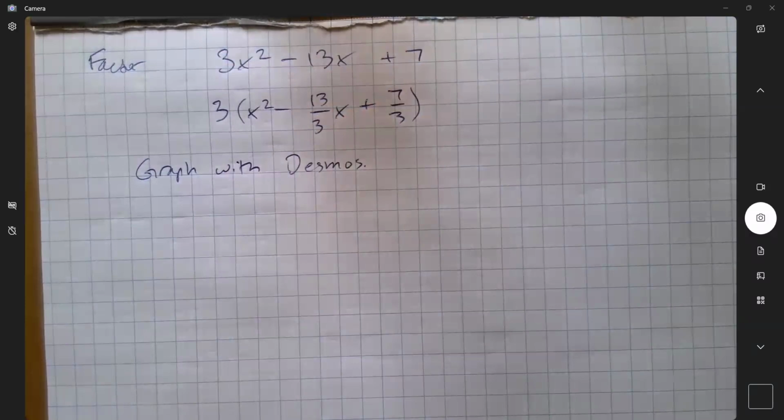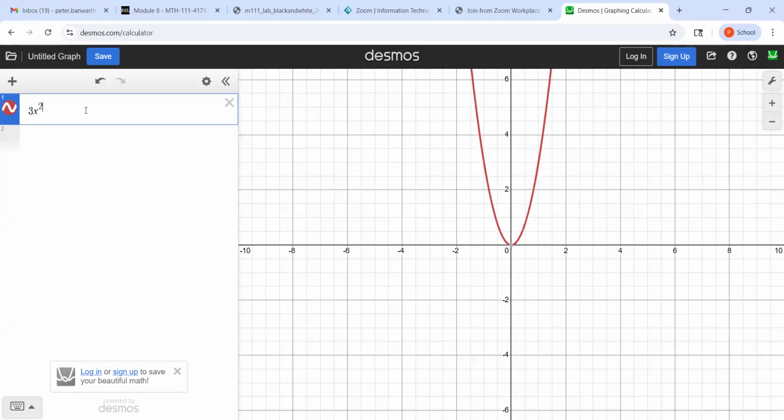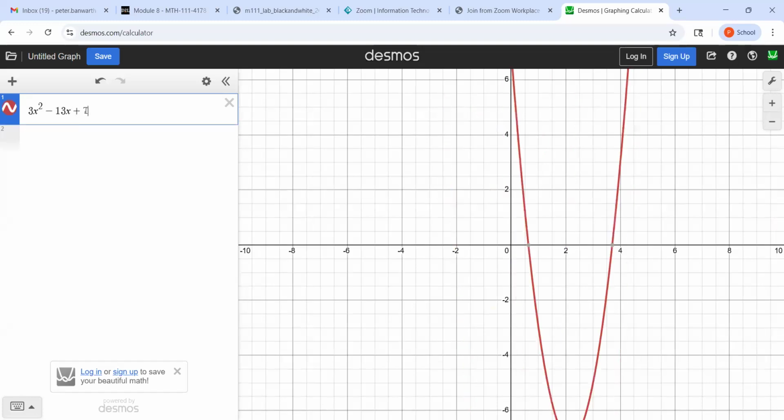So let me pull Desmos up here. And I put my function in. Don't forget the 3 at the beginning. 3x squared minus 13x plus 7. And those two places, the 0.63008 and then 3.70326, those are the two places where my function touches the x-axis.